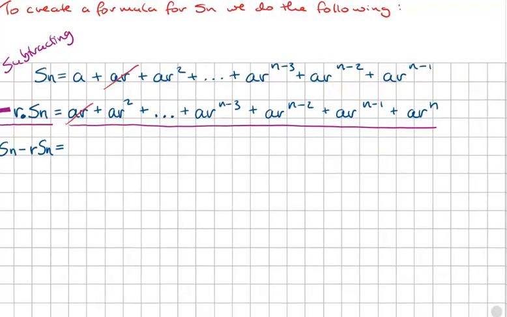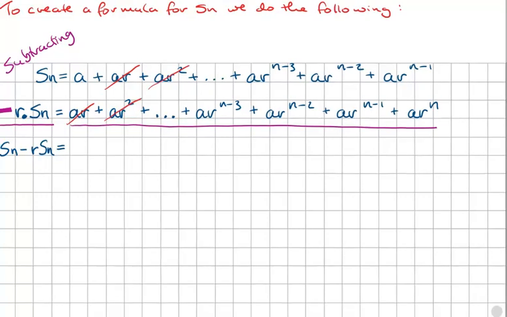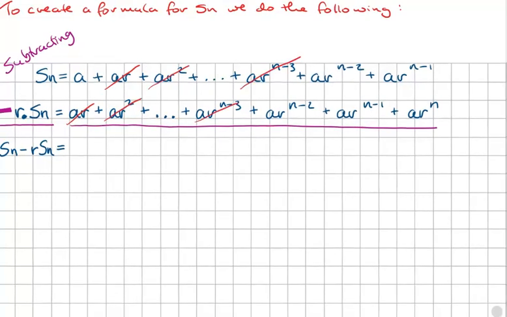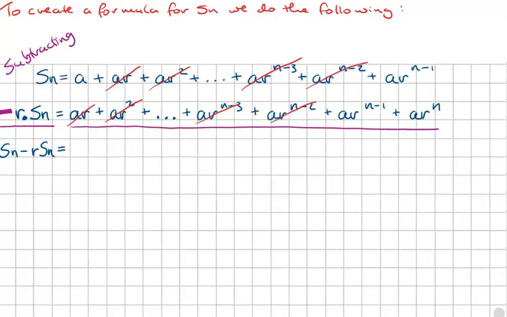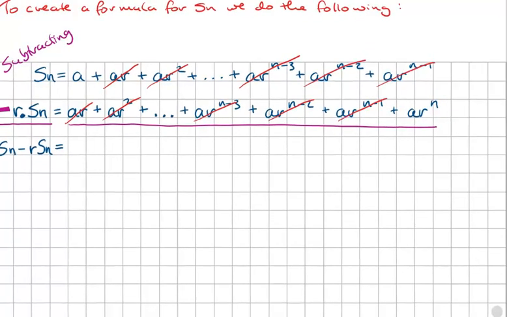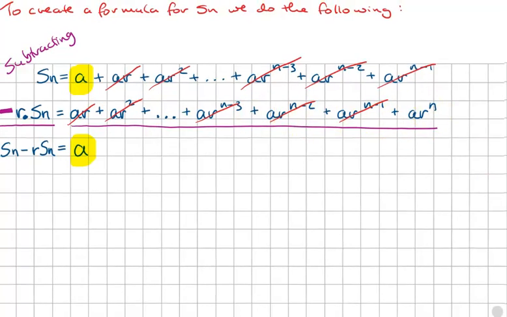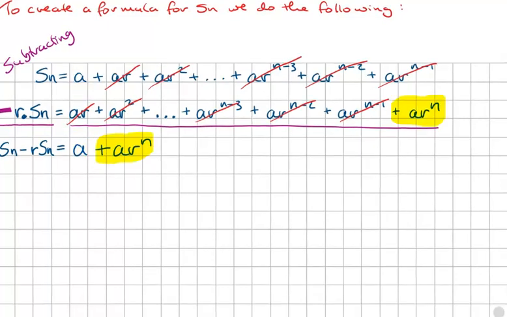So the ARs will cancel. The AR squareds will cancel. The AR to the power of n minus 3 will cancel. The AR to the power of n minus 2 will cancel. And the AR to the power of n minus 1 will cancel. So what's left? We have an A and we have an AR to the power of n. So we bring down the A. We bring down the minus AR to the power of n. Don't forget your sign.